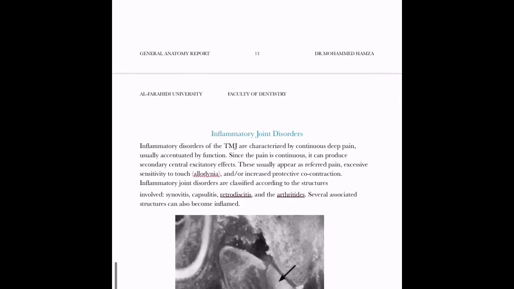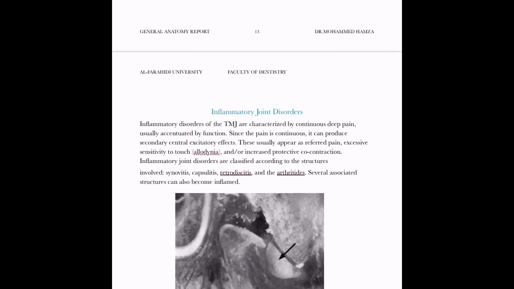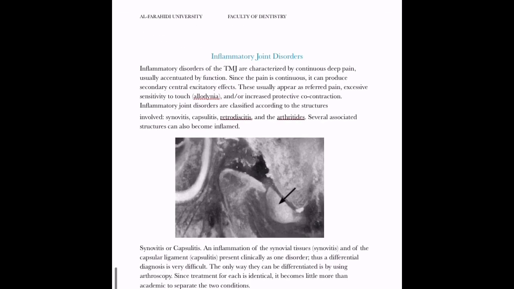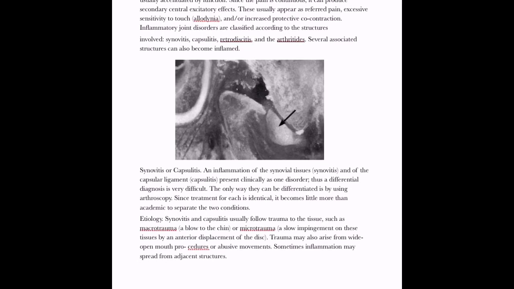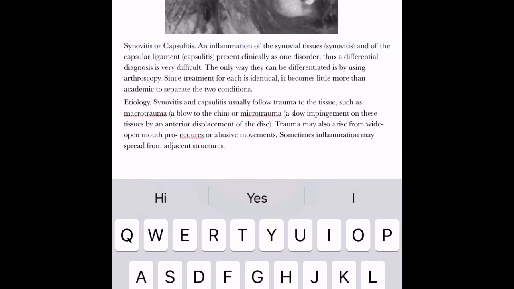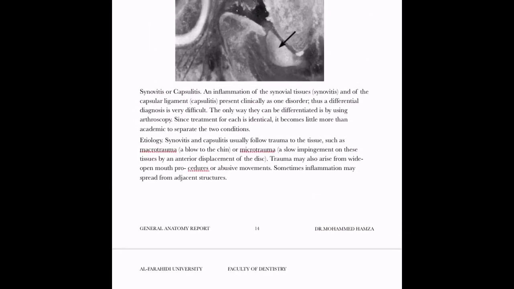Here we finish the systemic classification of the disorders of the TMJ, and we will discuss another subject, which is the inflammation of the joint disorders. The inflammatory disorders of the TMJ are characterized by continuous deep pain, usually accentuated by function. Since the pain is continuous, it can produce secondary central excitatory effects. These usually appear as referred pain, excessive sensitivity to touch, and increased protective co-contraction.